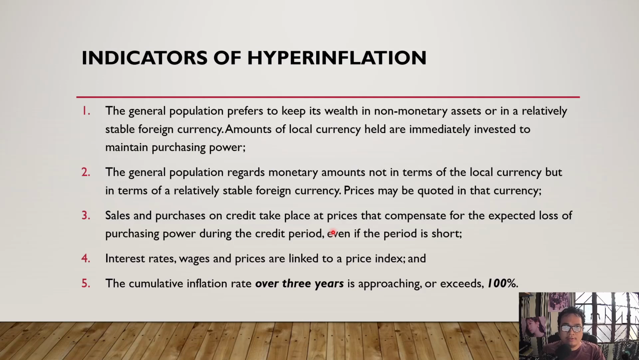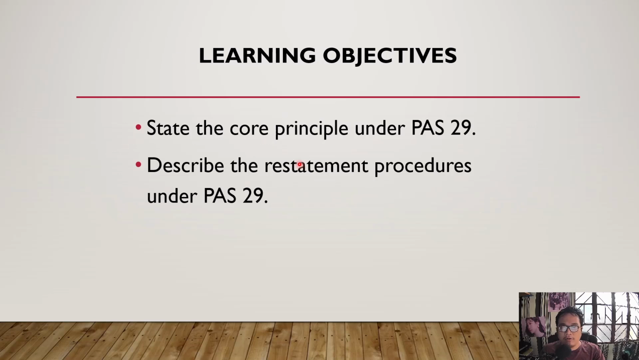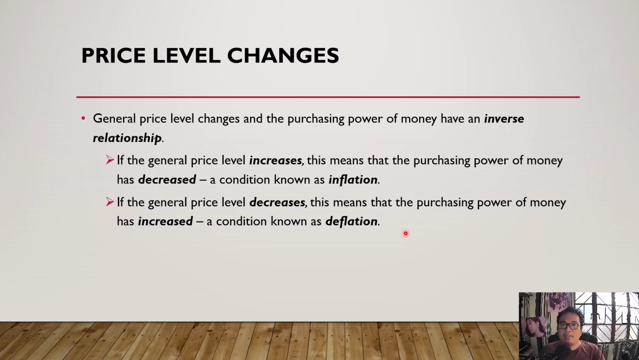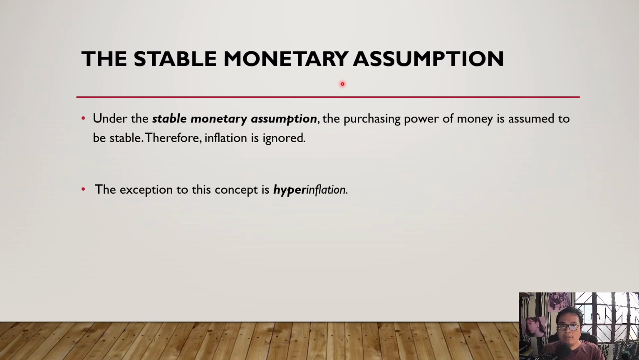So, ulitin natin, bakit nagkaroon ng PS29? Kasi, hyperinflation, because of this abnormality, yung purchasing power ng pera, nag-iiba. Yung value niya, grabe yung changes. Which means na yung stable monetary assumption, ignored na talaga. So yung consistency ng FS mo, nawala, na disregard na. And because of that, hindi na magiging comparable yung FS mo.